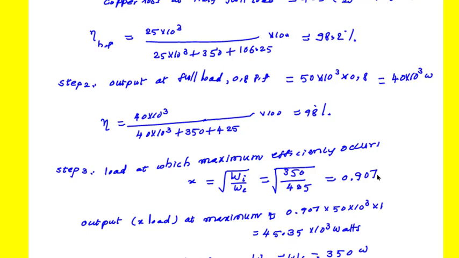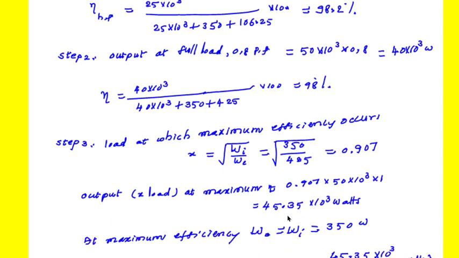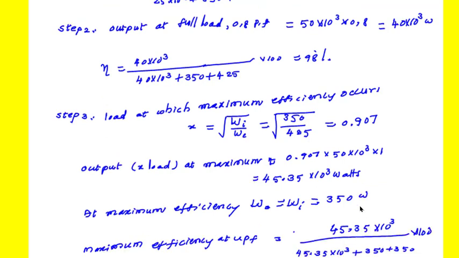So having known this condition, now we can calculate what is the output at x percentage load to get the maximum efficiency. And power factor is already mentioned as unity, so we write 0.907, that is x, into full load kVA, that is 50 into 10 cube. Power factor is unity, so we get 45.35 kilowatts as the output power for getting maximum efficiency.